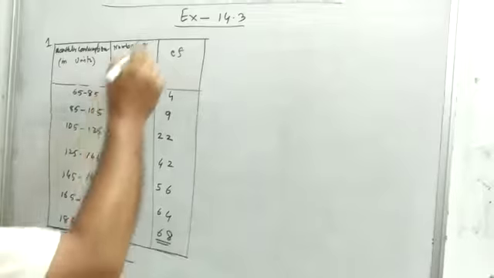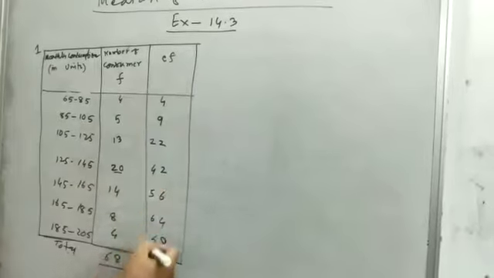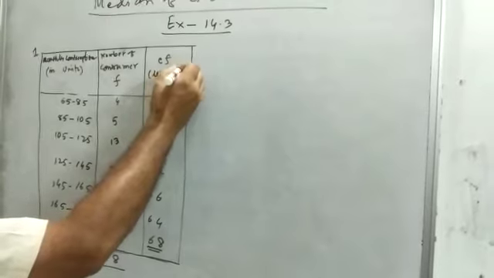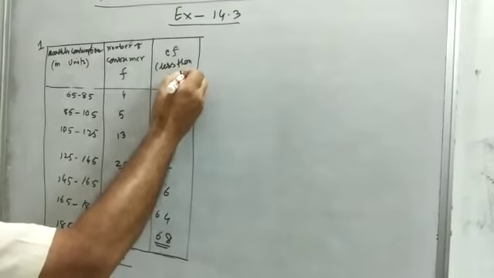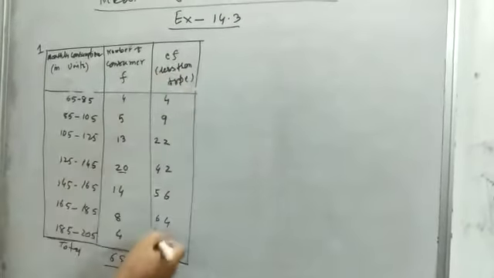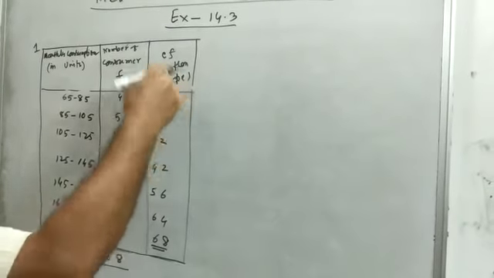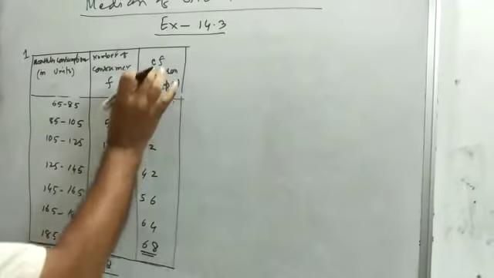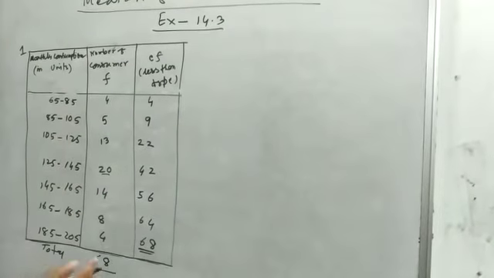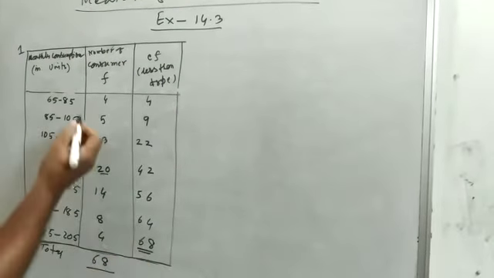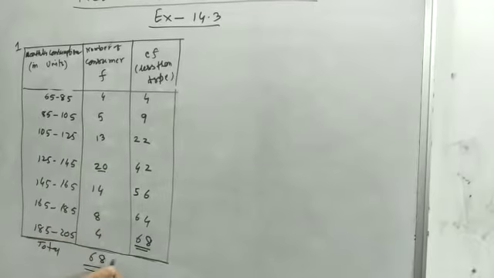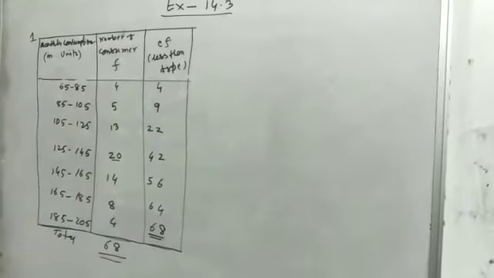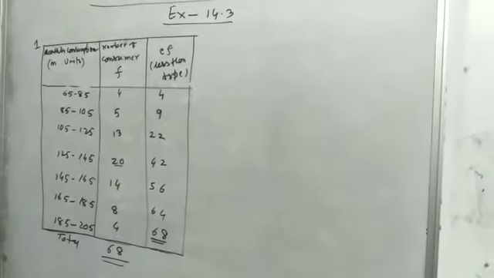Here CF is of two types. If it is in increasing order, it is called the less than type. If it is in decreasing order, then it is the more than type. So this is the less than type of CF. The last CF and the total of frequency should be the same. If different, then it is wrong. Either your total is wrong or the CF part is wrong. So here the table is completed.